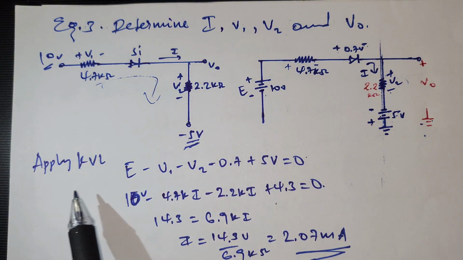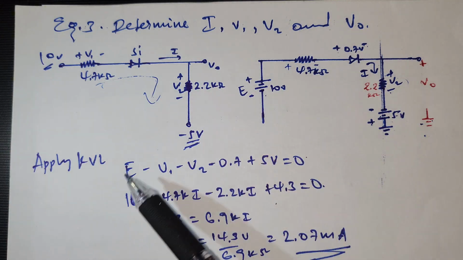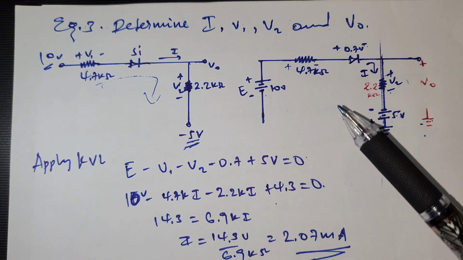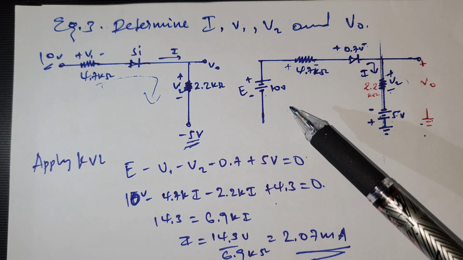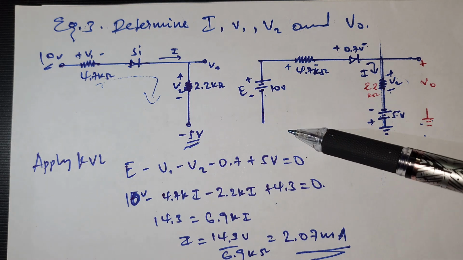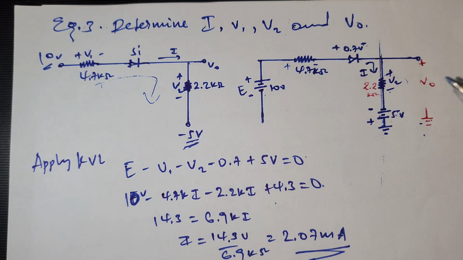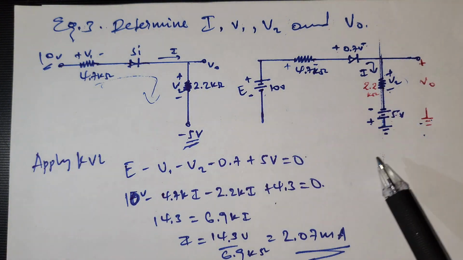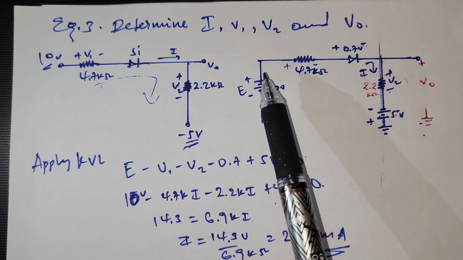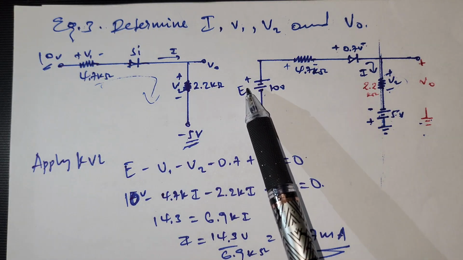So when we apply KVL, we set one component positive and the other negative according to the direction of the current and their polarities. As you see, the current flows from this side to this side, in the clockwise direction. So it enters the negative terminal and leaves the positive terminal in this component. So we say this component is positive.